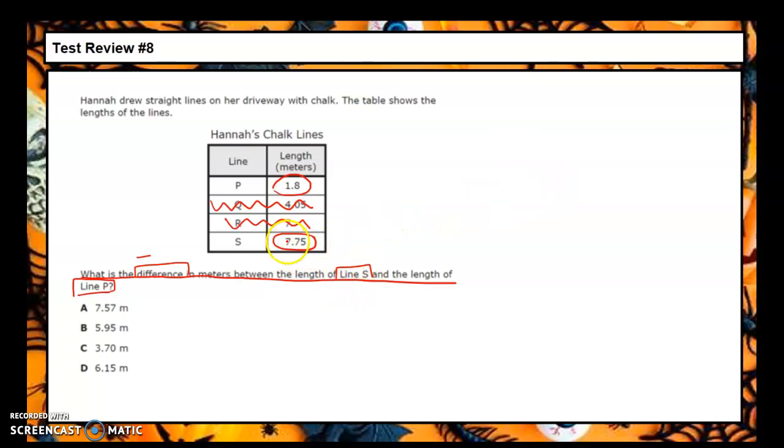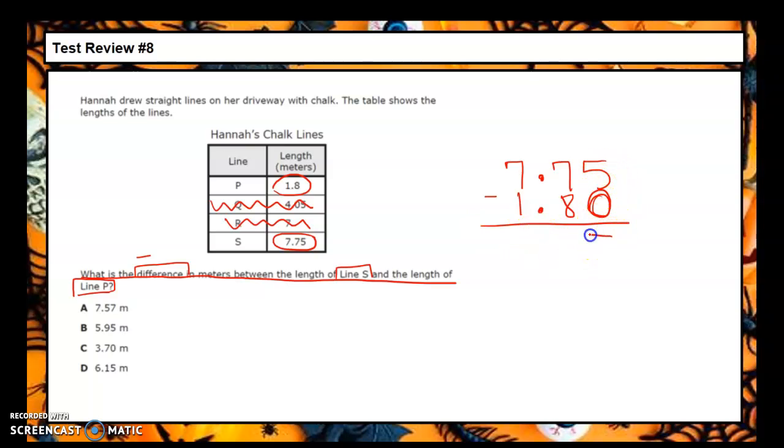So my bigger number, when I look at the whole number part, is 7. 7's bigger than 1. So 7 and 75/100 needs to go on top. And then I'm going to subtract 1 and 8/10. So here, I'm going to go ahead and fill in with a 0 just to make subtracting better.